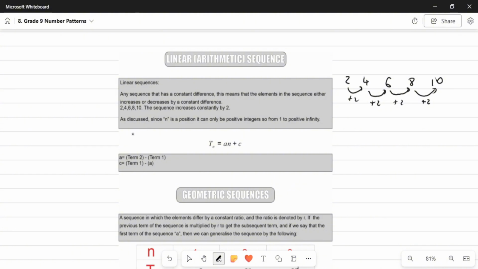And also, as we've already discussed, n is a position and it can only be positive integers from 1 to positive infinity. Right? So it can be 1, 2, 3, 4, 5. Now, why did I say that? Let's say that they told you to find the 8th term. To find the 8th term, it'll be better to generate a few terms of the sequence, and then you'll get the exact 8th term. But if they tell you to find the 100th term, then you need to use a formula.